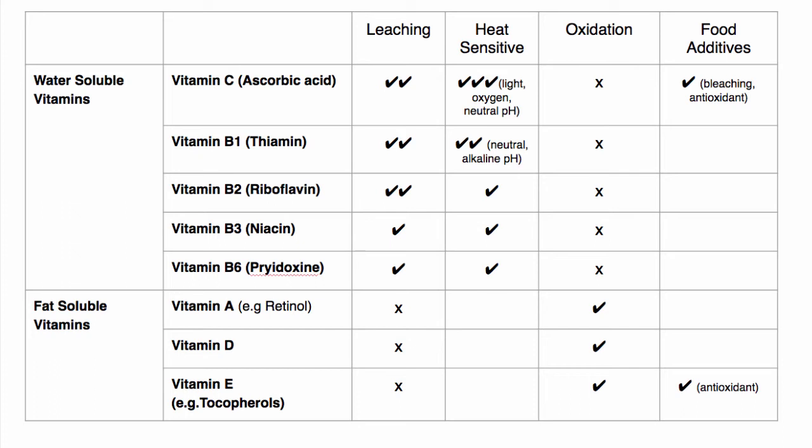So I just wanted to summarize these vitamins before we look at the picture altogether and go into the details of different processing techniques. Because you can consider leaching, heat sensitivity, and oxidation, these characteristics, in different processing techniques, because some of them increase your chance of, or the amount of, leaching or heat exposure.